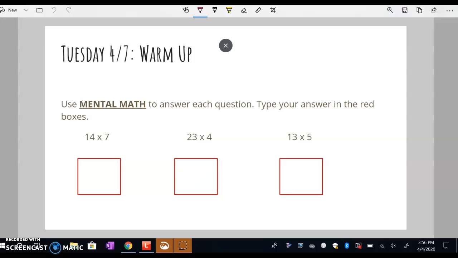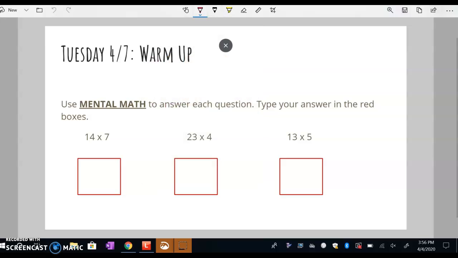Hi, welcome back. I wanted to review with you today how to use our mental math strategy to solve bigger multiplication problems in your head. I would really like you to try to do this mentally when you go to do the practice problems, but right now I'm going to show you how you're going to do that in your head.